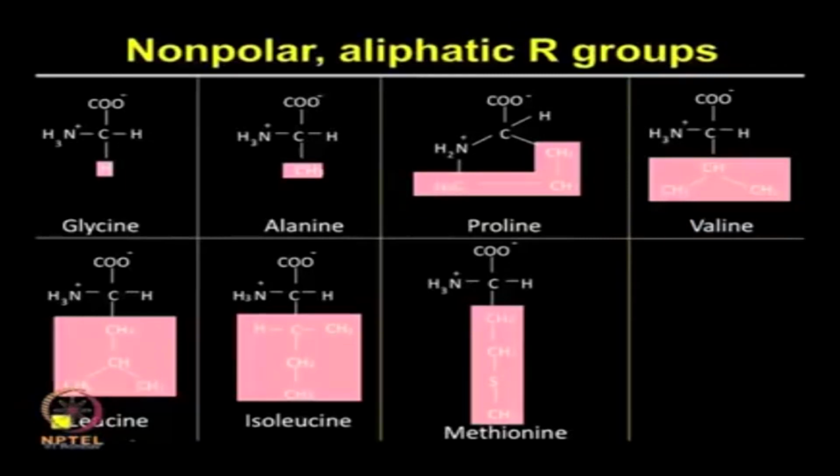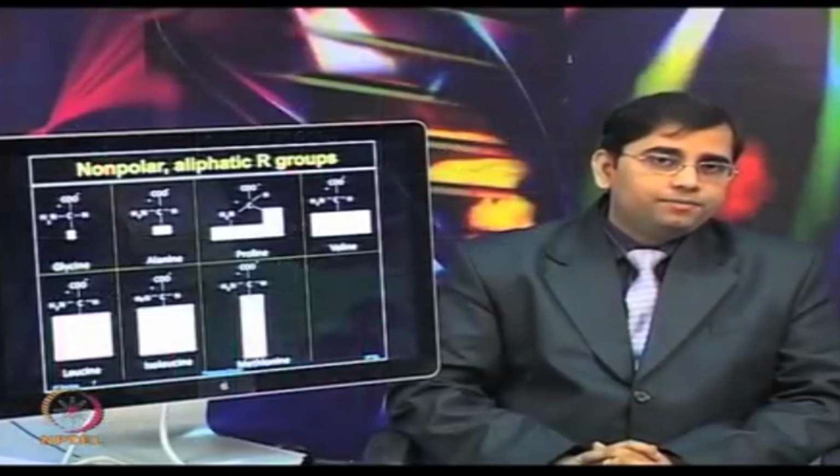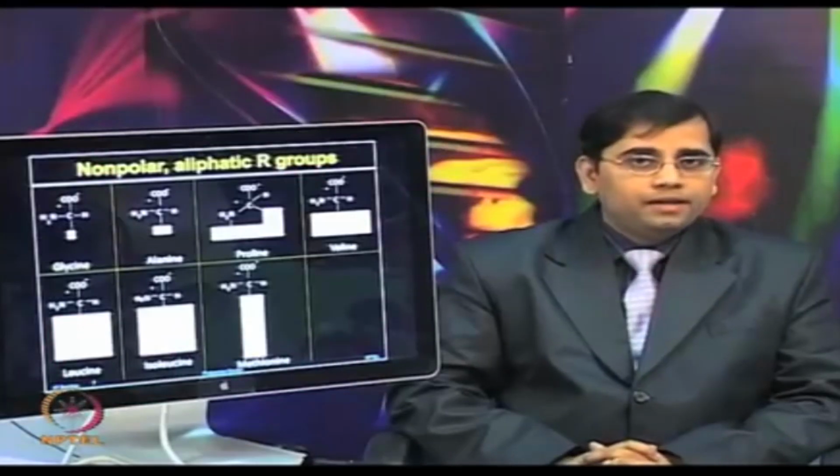Leucine, on the left hand side bottom panel, is a hydrophobic amino acid with an isobutyl R group. Isoleucine also has hydrophobic characteristics and contains a chiral side chain. It is one of the essential amino acids. Last in the group is methionine, which includes a thioether group. There are only two amino acids which contain sulfur and they play some very critical roles.